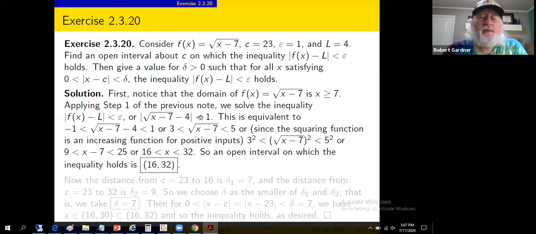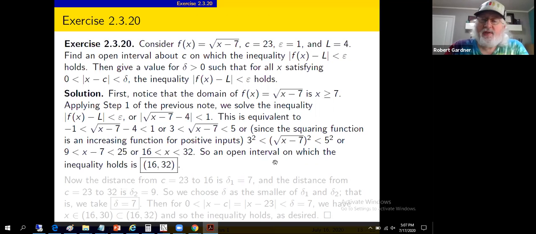So this inequality holds if and only if this holds, since each of these were reversible steps. So we need x to be between 16 and 32. In interval notation, we need to take x values in the interval 16 to 32, using the parentheses to indicate it's an open interval, not to be confused with the point (16, 32).